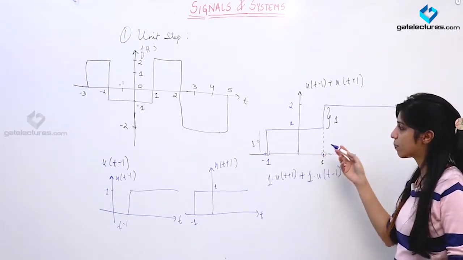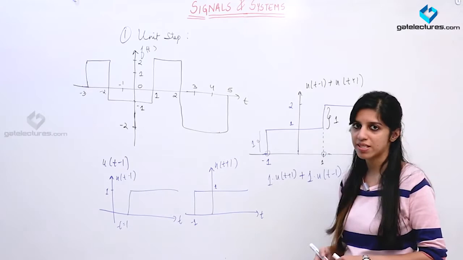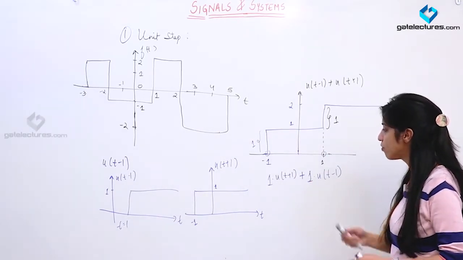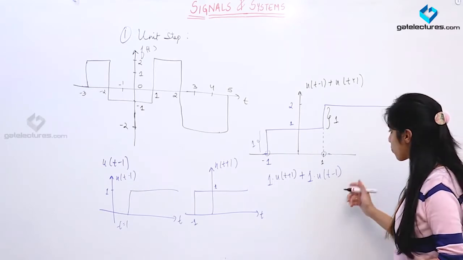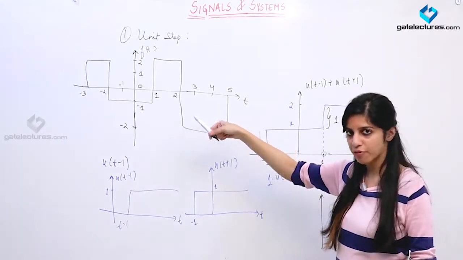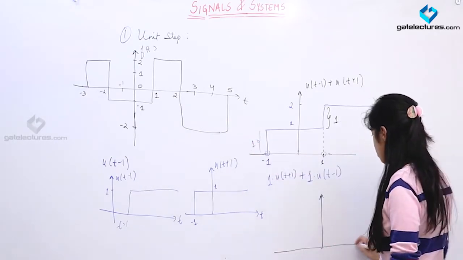So this is how we are representing a signal which consists of only steps as coefficients, as a sum of shifted step signals. Now suppose you've got a signal like this. We're going to come back to this after looking at these basic signals first.